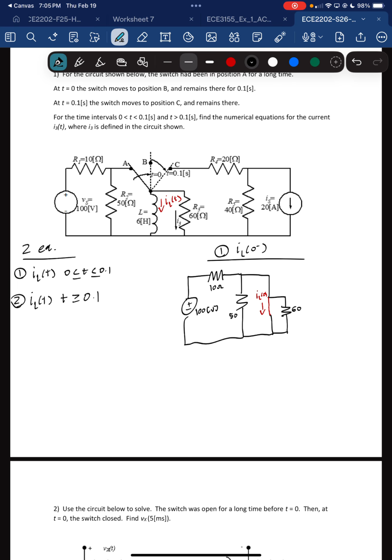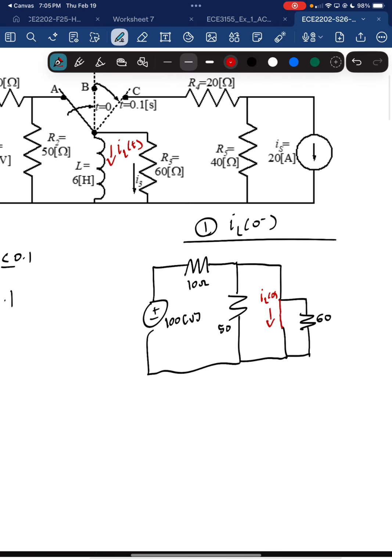And just from looking at this circuit, what would IL of 0 be? No equations needed or anything like that. 10. Yes, exactly. Reason being is because this resistor and this resistor are both shorted out from this short circuit right here. So IL of 0 is simply going to be 100 over 10, 100 volts over 10 ohms. So 10 amps.